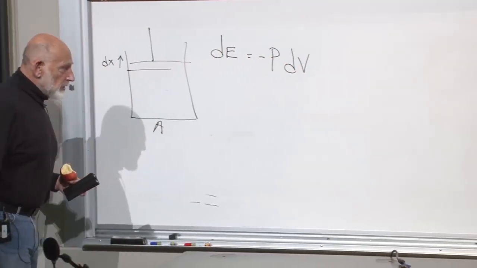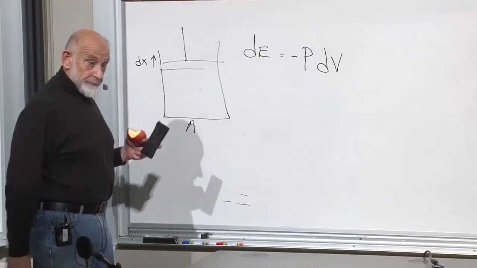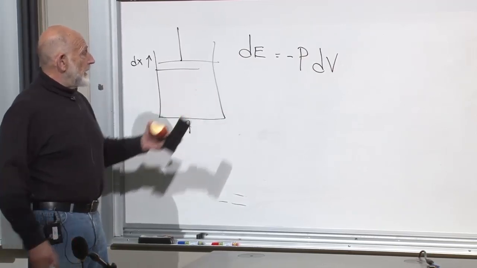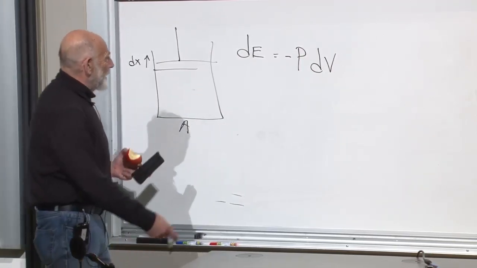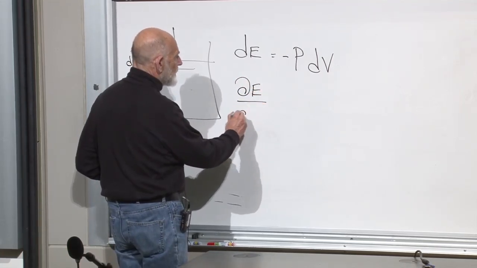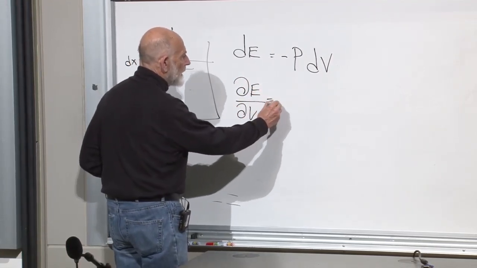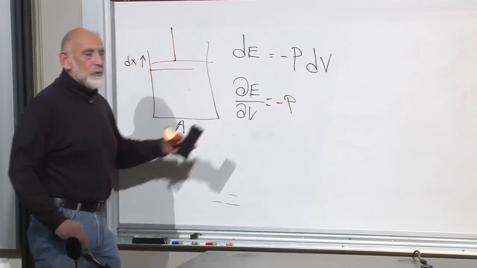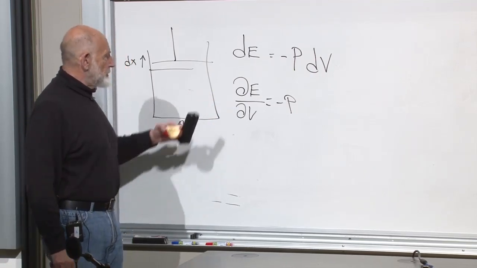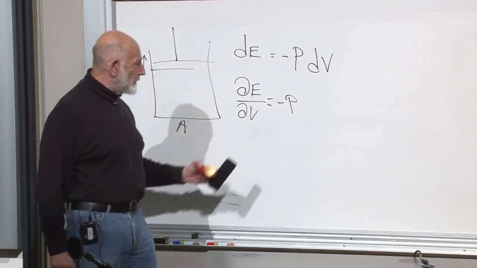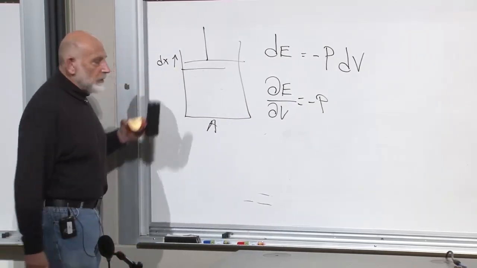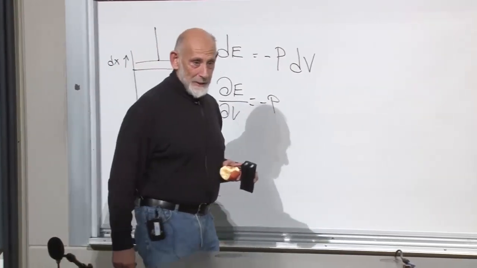This is what's true, and this defines pressure. In fact, here's the way we can write it. We can write it that it is the change in energy with respect to volume. The only question is, what do we keep fixed in doing this derivative? It's some rate of change of energy with respect to volume under the circumstance that we do the operation adiabatically.